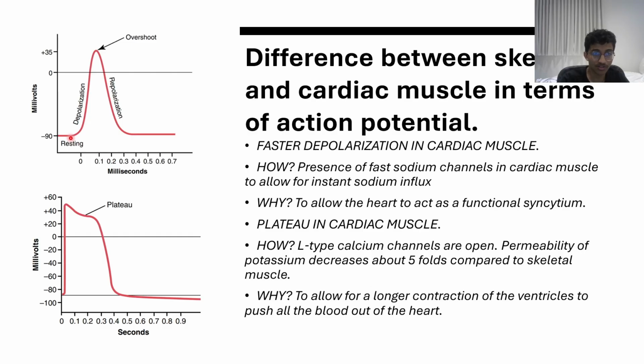Now, if you notice, the depolarization in cardiac muscle is much faster. It goes up really quickly compared to skeletal muscle. Now, how does that happen? Because we have fast sodium channels in cardiac muscle, which allow for instant sodium influx. Sodium directly enters the cell, while in skeletal muscle, it's slightly slower.